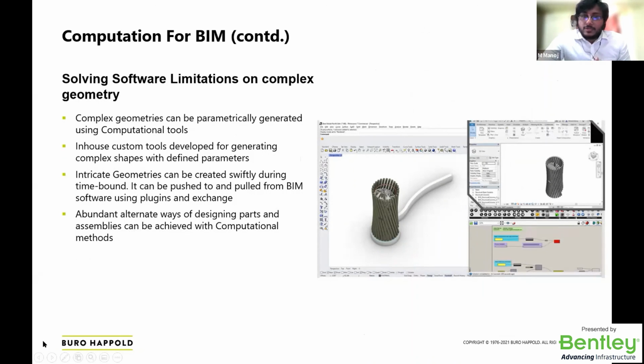We can solve multiple software limitations using computational methods. For example, in BIM, in previous days we could not export complex geometries into Revit if they were formed in external software. But by using computation techniques it is possible, because we now have Rhino 7, which forms an interoperability between Revit and Rhino 7. In a few clicks you can do it, and you can set parameters to change the section or height, whatever we want, using the Grasshopper platform. Whatever changes you make in Grasshopper are live in Revit. So it is achievable these days. Next.